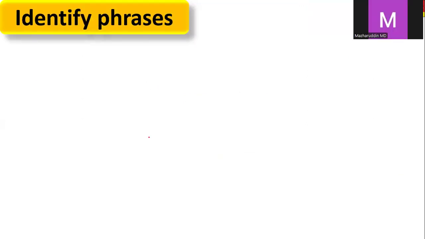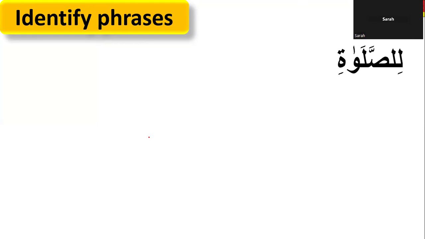Now you identify phrases. What phrases have we learned? The first one, prepositional phrase, then Murakkab Idafi, Murakkab Tawsifi, Murakkab Ishari, and last we have done here Murakkab Atfi. So I'm showing you different examples. You just identify what phrase it is. Please try to understand the structure and revise all the phrases, the rules especially. Lissalati, what phrase is it? Prepositional. Yes, it is a prepositional phrase.